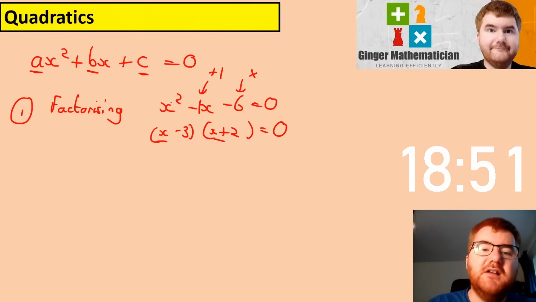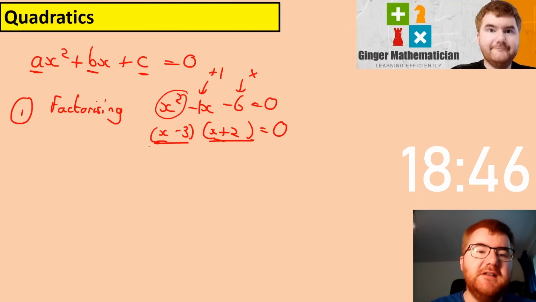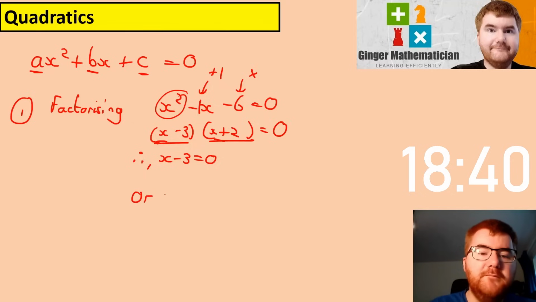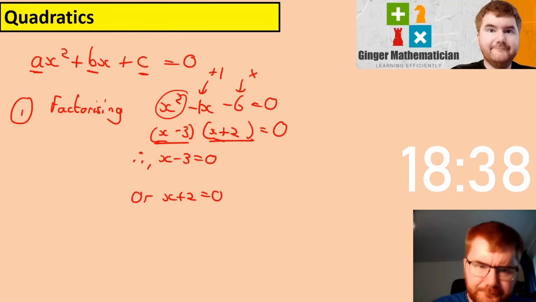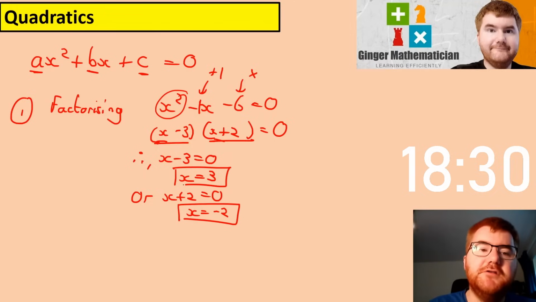Notice x is at the start because we need an x squared, and therefore these two things multiply to give me 0. So therefore we can use: x minus 3 is 0, or x plus 2 is 0. x minus 3 is 0, x is equal to 3. x plus 2 is 0, x is equal to minus 2. Notice the majority of quadratics have two answers.